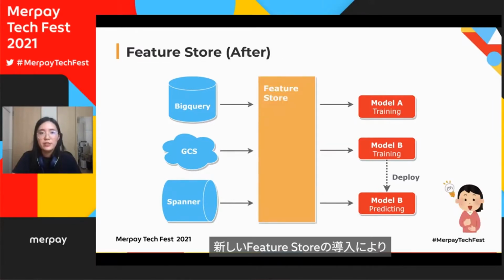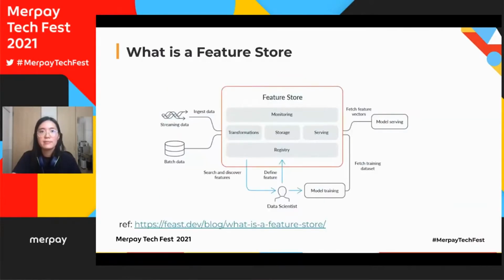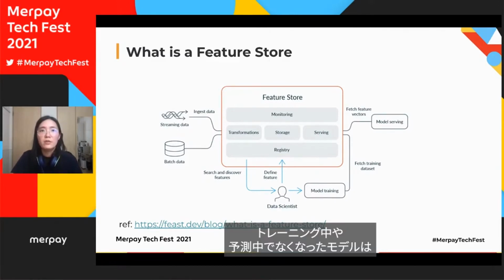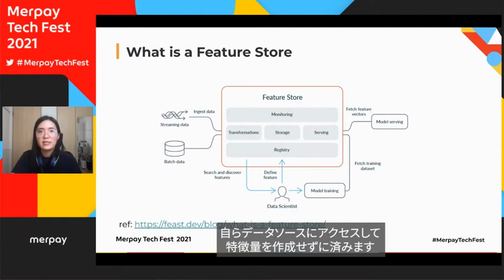By introducing the feature store, the data sources no longer need to be handled by the model pipelines themselves separately. All the features will be created together and managed by the feature store. Models, in training or predicting, can fetch the features they need from the feature store directly instead of accessing the data sources and creating them by themselves.